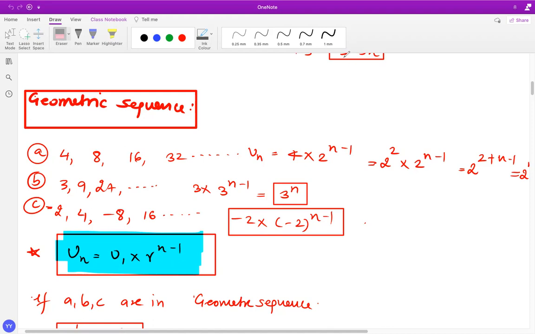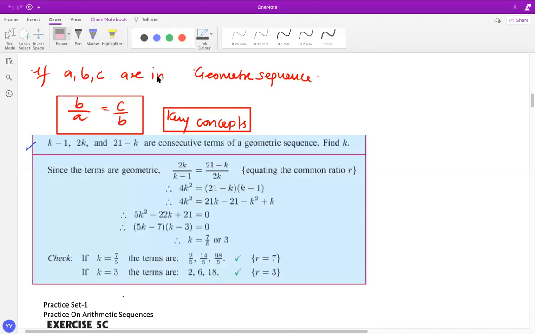Just to take some more examples of this type of question, I'm going to take some examples from the DP syllabus. Here is the first example. The type of question that is assessed is: if you've got k minus 1, 2k, and 21 minus k as consecutive terms of a geometric sequence, find the value of k. So 2k divided by k minus 1, and 21 minus k divided by 2k, are the same because they're the common ratio. So 2k over k minus 1 equals 21 minus k over 2k.